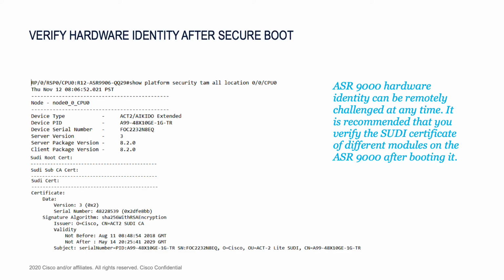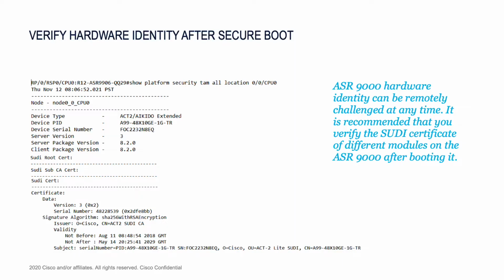Now once the ASR 9000 router has come online with IOS XR, at this stage you can verify the hardware identity. Now, ASR 9000's hardware identity can be remotely challenged at any time during its operation once it's online. But you also have a CLI using which you can quickly verify the SUDI certificate of all the different modules on the ASR 9000 after booting it up. This is the CLI that helps you do it.